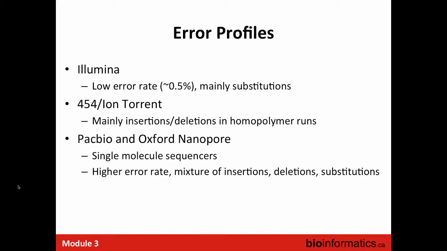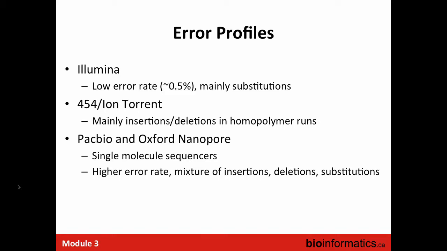Okay, because of these chemistry problems or error modes, each sequencing technology has a unique error profile, which is dependent on the chemistry of it. The Illumina sequencer, which is what we mostly work with in cancer genomics, has a very low error rate. Roughly 1 in 200 bases are errors, and most of the time when an error occurs, it's a substitution error where the sequencer just said, okay, there's a G at this position when it was actually a T, or any other type of substitution.